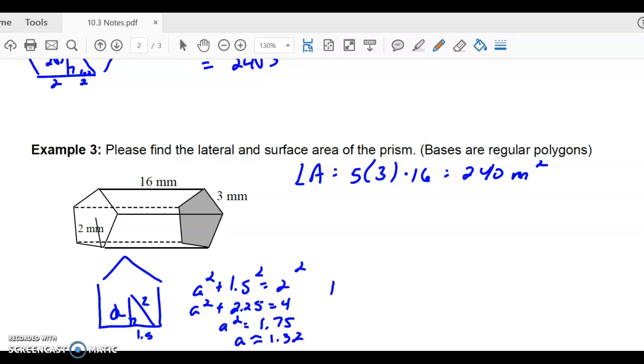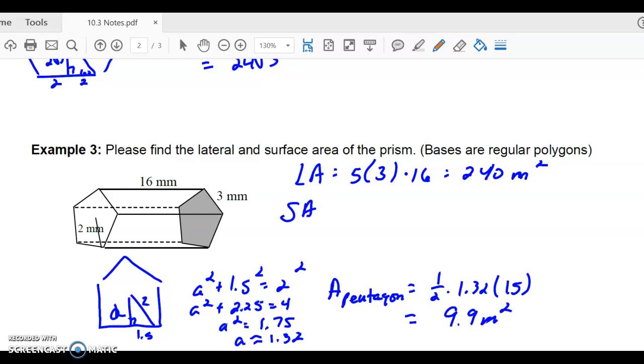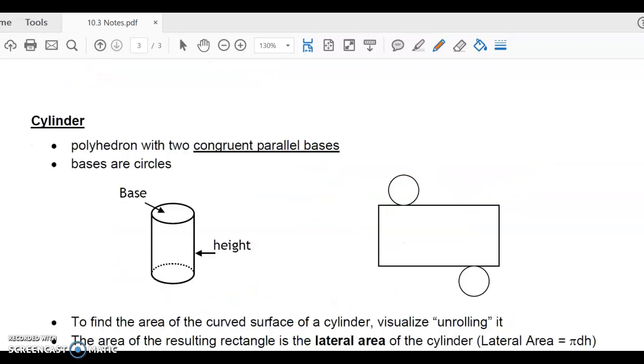So then the area of the pentagon is going to equal 1/2 times the apothem times the perimeter, which we did above, 15. And we're going to get 9.9 square meters. So then the surface area is the lateral area, 240, plus 2 bases, so 9.9 times 2. And we're going to get 259.8 square meters.